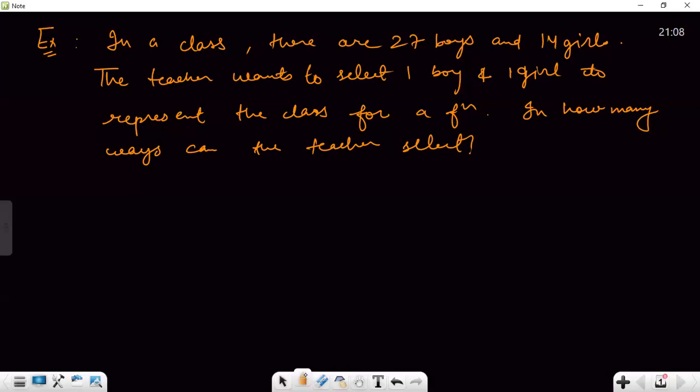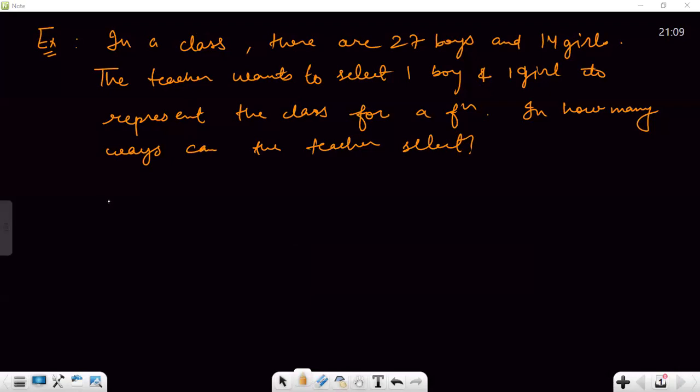So there is a class with 27 boys and 14 girls. The teacher wants to select one boy and one girl to represent the class for a function. So basically, there's a team of two persons, one boy and one girl. In how many ways can the teacher select?